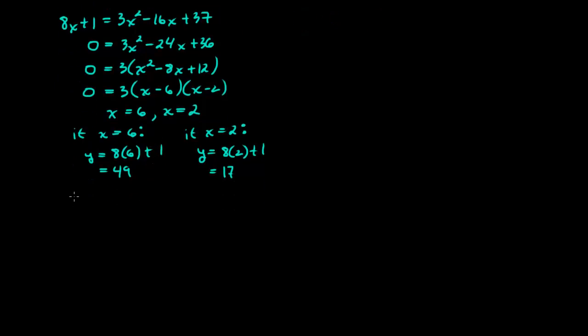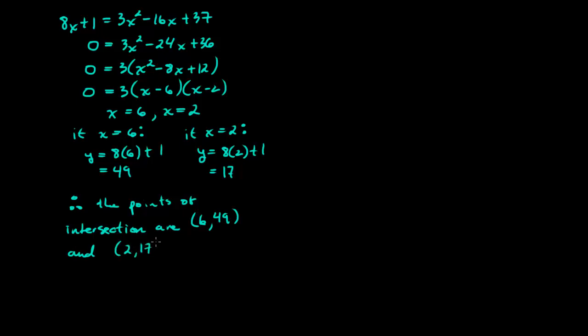So therefore, the points of intersection are (6, 49) and (2, 17).